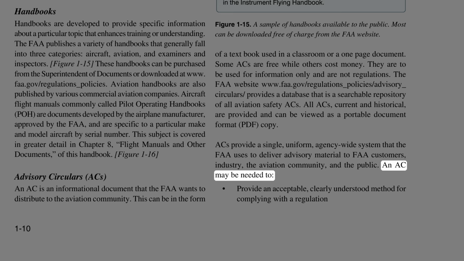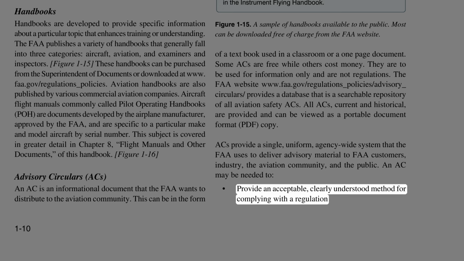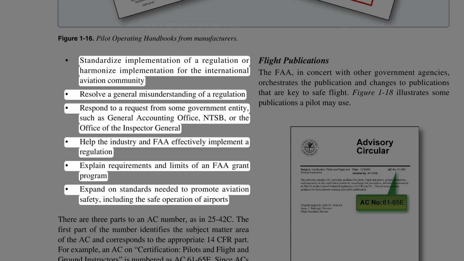An AC may be needed to provide an acceptable, clearly understood method for complying with a regulation. Standardize implementation of a regulation or harmonize implementation for the international aviation community. Resolve general misunderstanding of a regulation. Respond to a request from some government entity, such as the General Accounting Office, NTSB, or the Office of the Inspector General. Help the FAA effectively implement a regulation. Explain requirements and limits of an FAA grant program. Expand on standards needed to promote aviation safety, including the safe operation of airports.